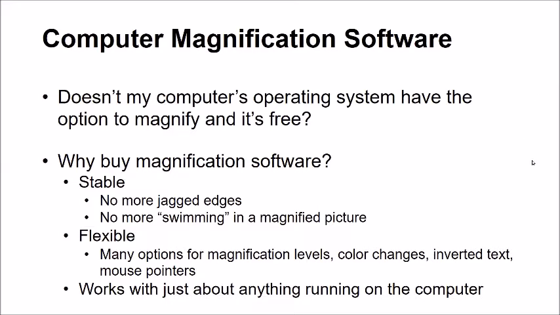Well, the software program, especially the one that we're going to be talking about today, which is ZoomText, is much more stable than your magnification software in the operating system. For example, as you make things bigger with just the magnifier in your PC operating system, the pixels start getting pulled apart and the color becomes less intense, so you have less contrast. The magnification software fills in those jagged edges and maintains the contrast of the text to the background.